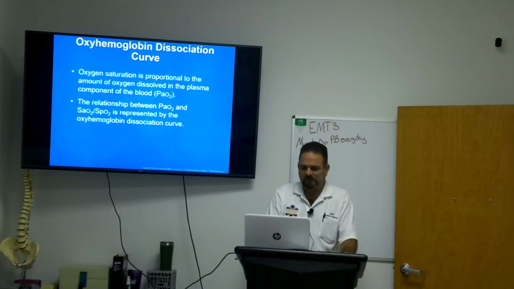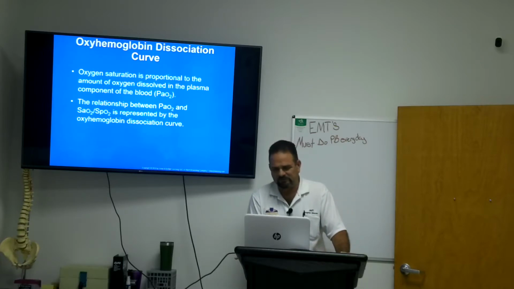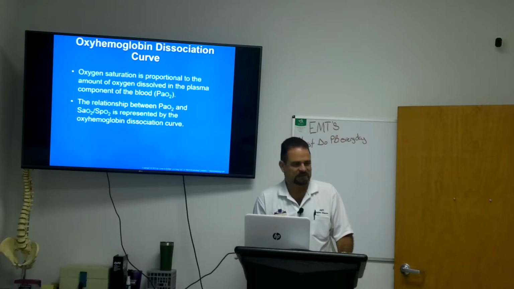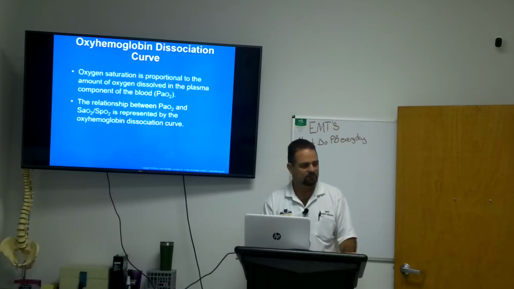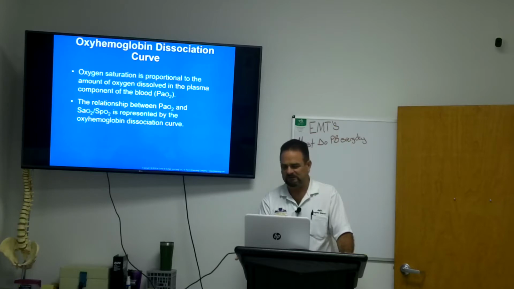So, the oxyhemoglobin dissociation curve. This is the relationship between PaO2, SaO2, or SpO2, and is represented by the oxyhemoglobin dissociation curve. Oxyhemoglobin is the hemoglobin that oxygen molecules bind to. Oxygen has to bind to this hemoglobin in order to be carried through to the cell.